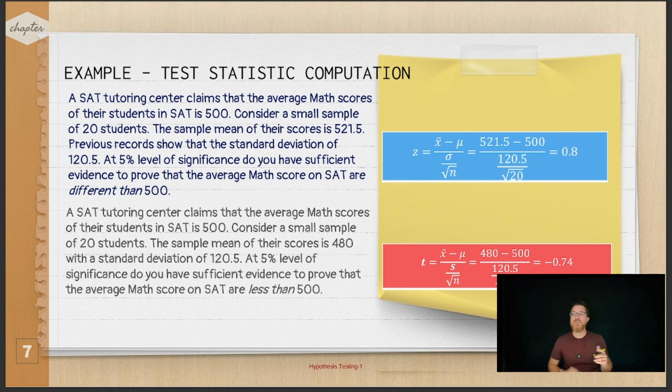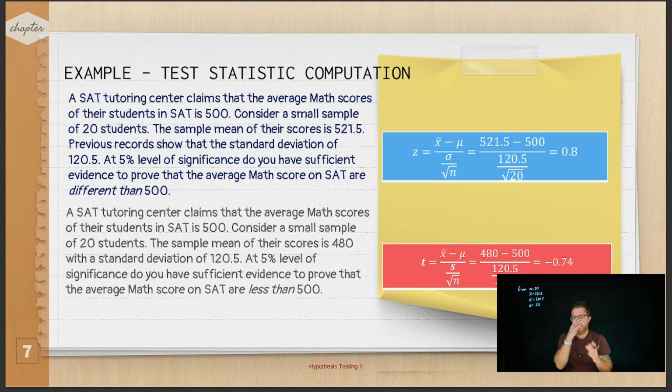First thing I'm going to do is write down my given information. So the first thing given is we have a small sample of 20 students. So n is equal to 20. We have a mean, which is from our data, of 521.5. So x bar equals 521.5. Previous records show the standard deviation is 120.5. This previous record means that this standard deviation did not come from our data, meaning that we're taking this as an assumed sigma, or standard deviation is known. So in this case, our standard deviation is 120.5, and then we have an alpha of 0.05.